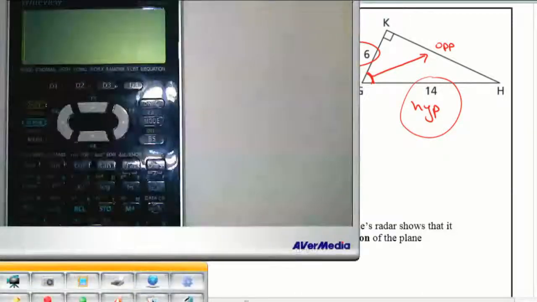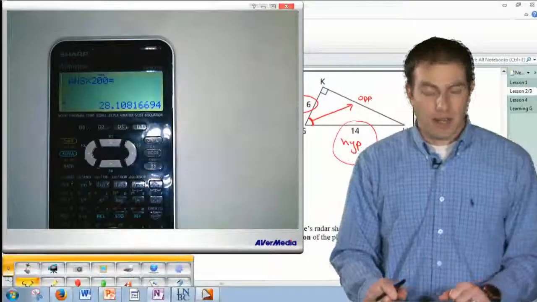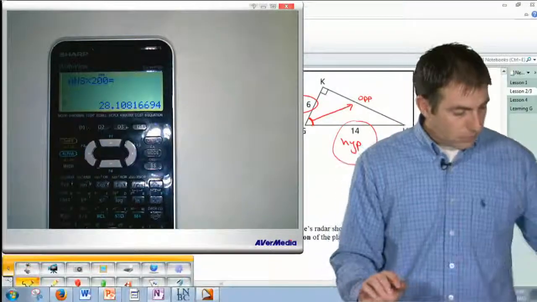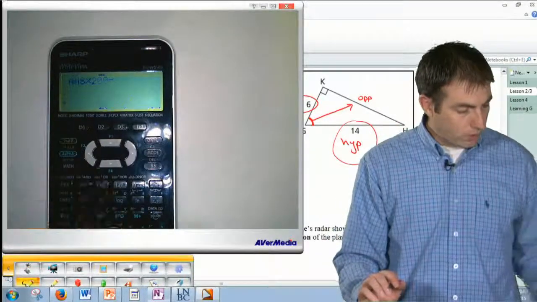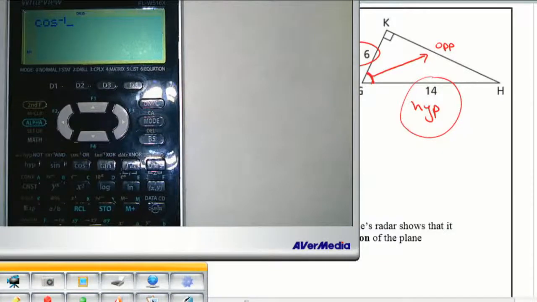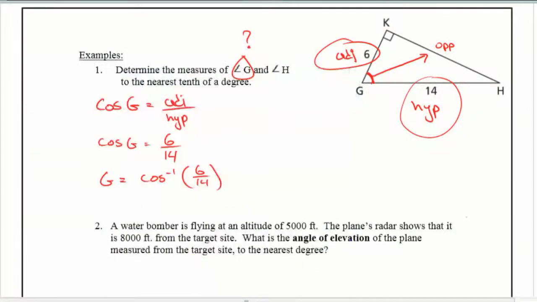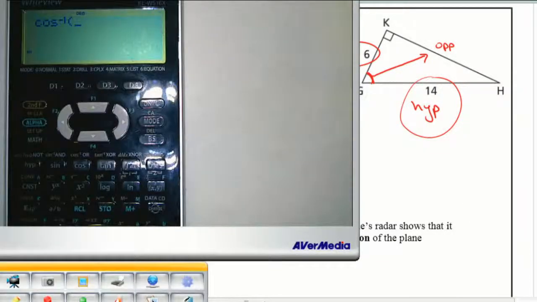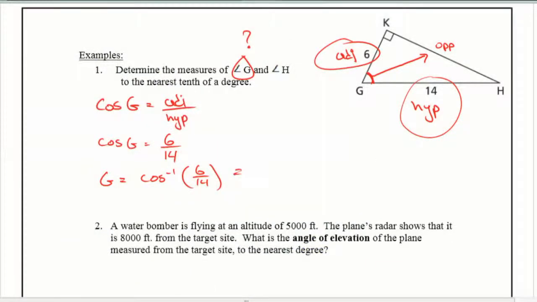So if I were to plug it into my calculator here, I can do it all in one. Inverse cos on my calculator is 6 divided by 14, close my bracket, and then hit equals, and I get 64.6 degrees. So that means that angle G is 64.6 degrees.